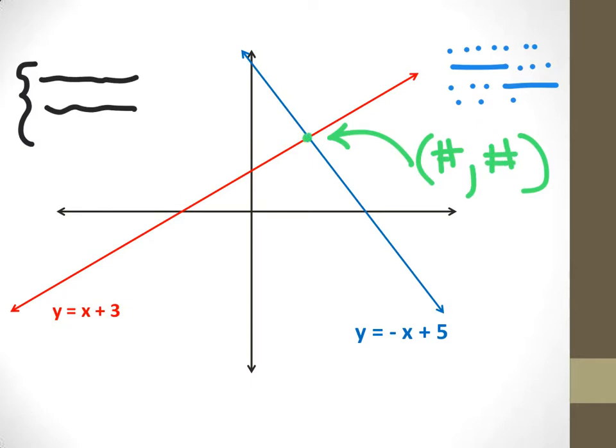So when you're solving an intersection, they're really asking you, if we graph these two lines, what point is on both of them? So we're going to find an x and y value. And remember that x and y value is the same for both of those lines.